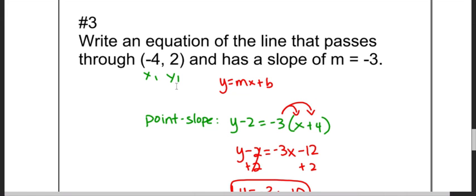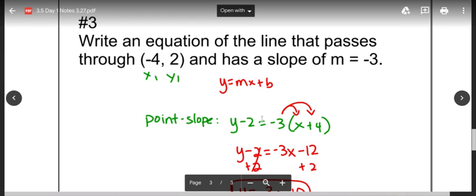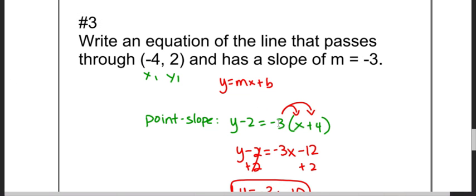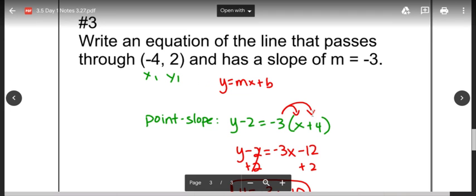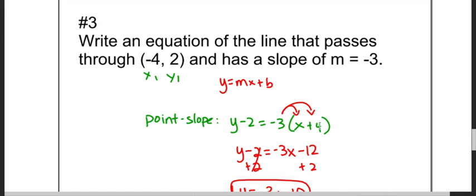So we take y1, which was 2, plug it in here, so we have y minus 2. Our slope, m, is negative 3, so we plug in negative 3 for m. And then our x1 was negative 4. We plug that in here, and we have x minus negative 4, so that becomes a positive because we have that double negative. Then our next step is to take our slope, negative 3, and distribute it inside the parentheses.